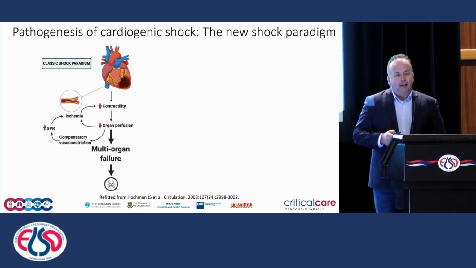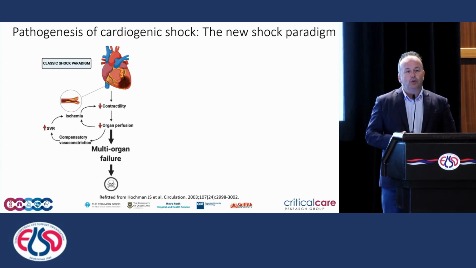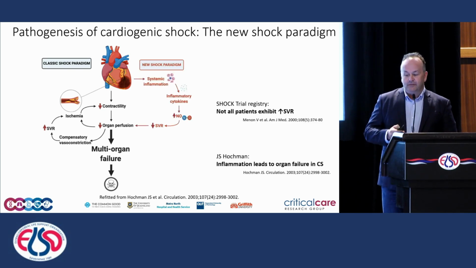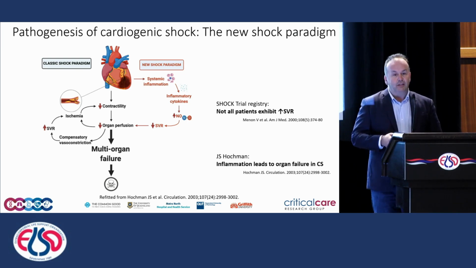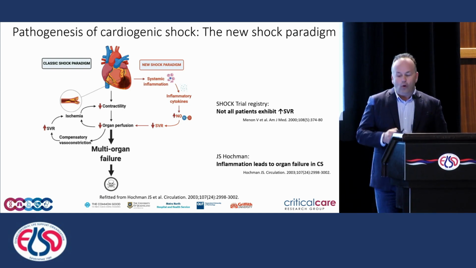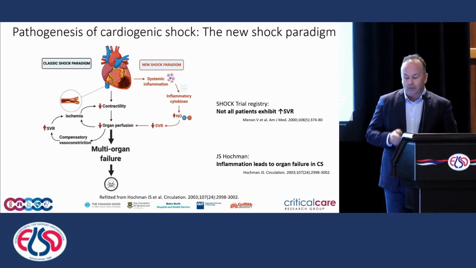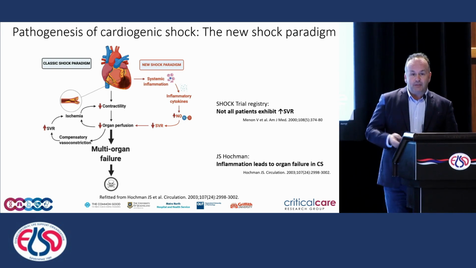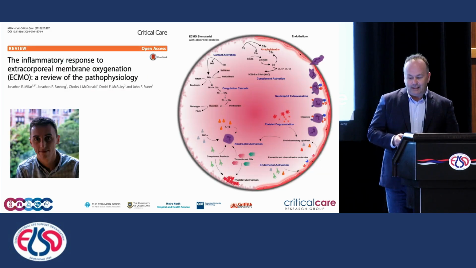Again, Dr. Burkoff's quite nicely set up the discussion that we're told about. This is the old classic paradigm of cardiogenic shock, reduced contractility leading to reduced organ perfusion. But we understand more and more that it is not just pump function, it is very much an inflammatory function as well. In shock we see systemic inflammation, a cytokine storm, nitric oxide, systemic vascular resistance, but not always is the SVR increased. We understand that inflammation in sepsis, but also cardiogenic shock, leads to organ dysfunction, morbidity, mortality, and then death.